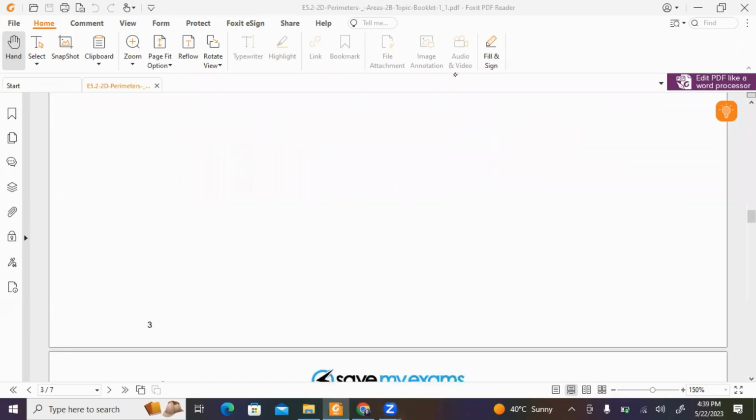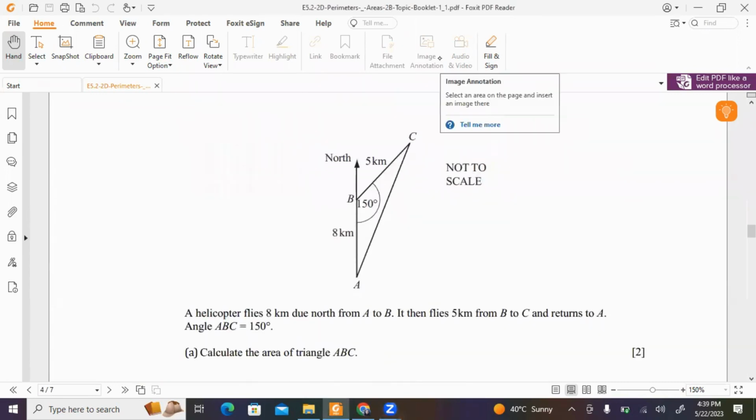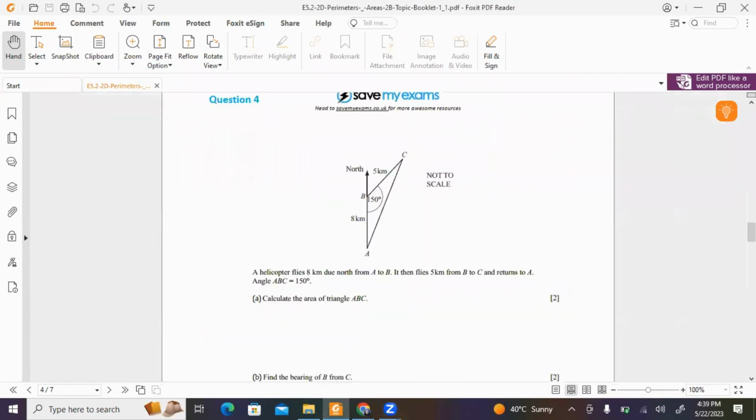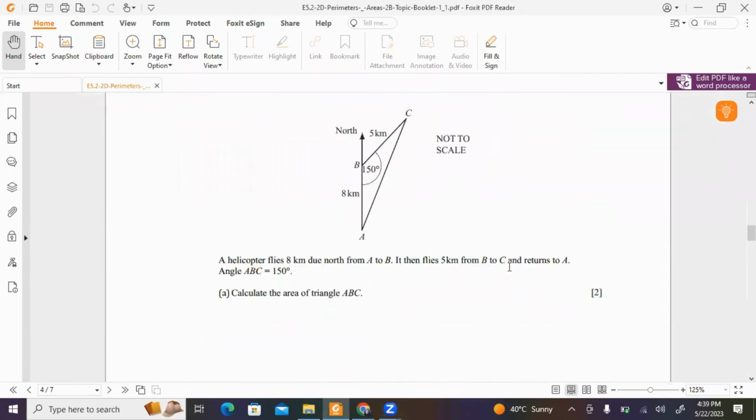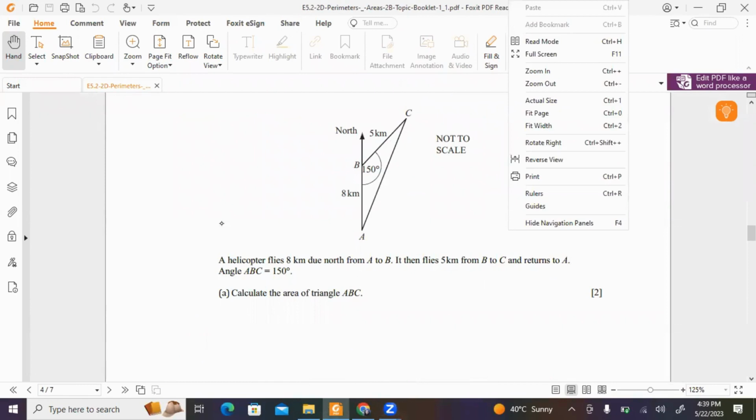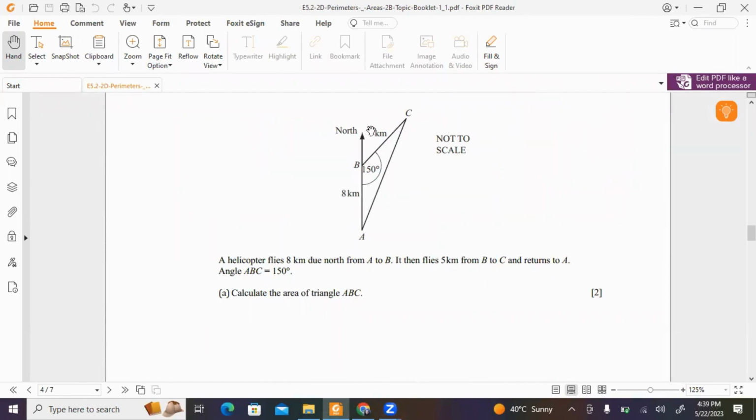Then if we go to the next question, it says that a helicopter flies 8 kilometers due north from A to B. It then flies 5 kilometers from B to C, and then returns to A from C, and the angle ABC is 150.